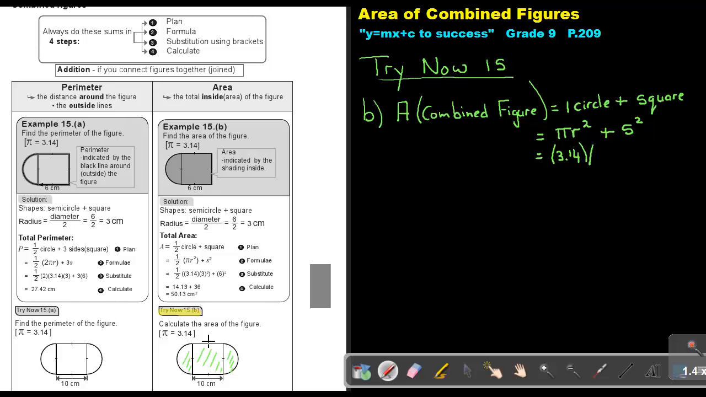Now, can I just show you again? All the sides will be 10. But then, that's the diameter. So the diameter is 10. But the radius is the diameter divided by 2. And that will give me an answer of 5. So what will I substitute there? 5 squared. And then this is also 5 squared. And then when I press it on the calculator, it is 78.5 plus that 25. And the answer will be 103.5 centimeter squared.